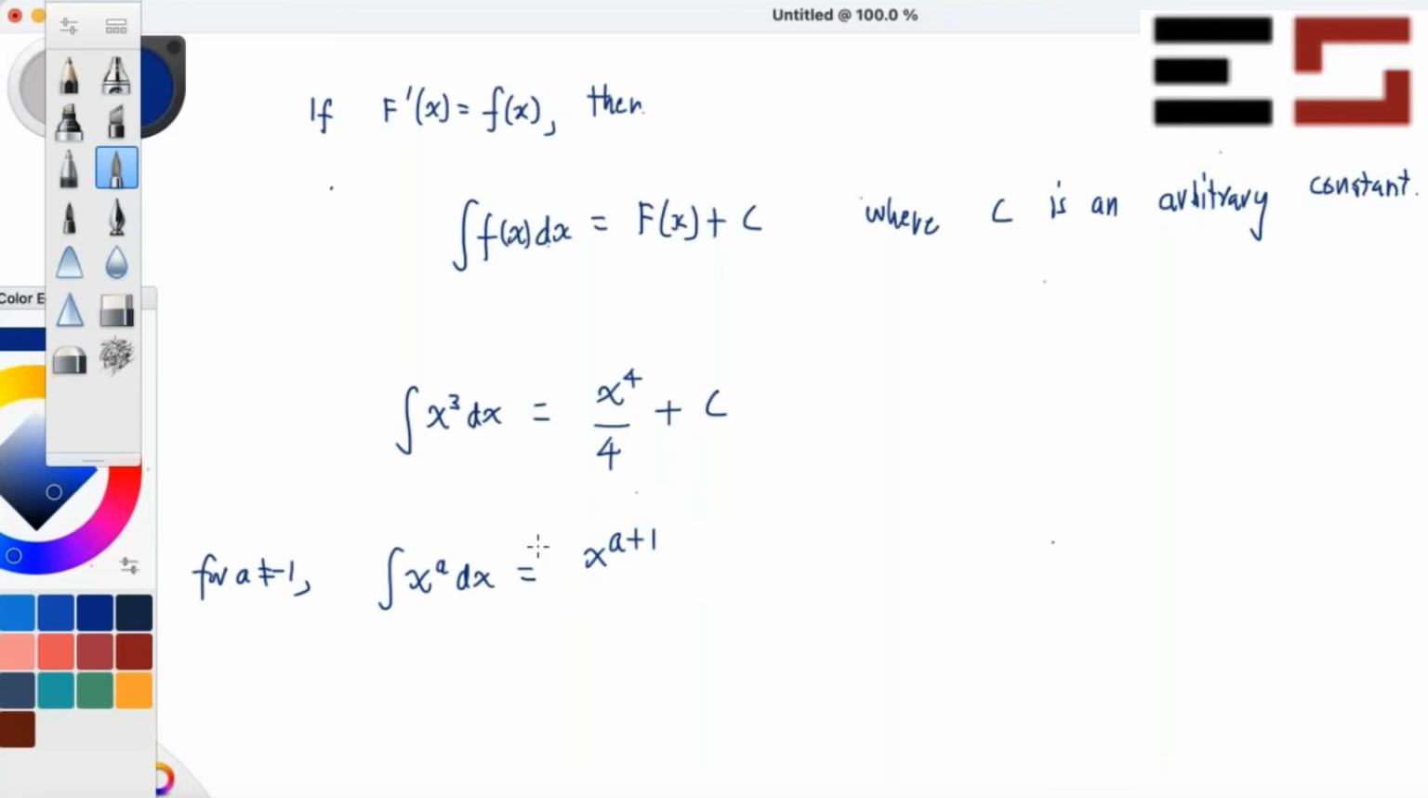Take the derivative of this. What is the derivative of this? (a plus 1) x to the power a. So what should I divide by here so that I get exactly x to the power a? So whenever a is not equal to -1, this is what the indefinite integral is. Let's do one more, and then you can try the others yourself.